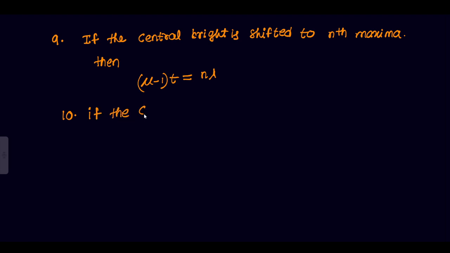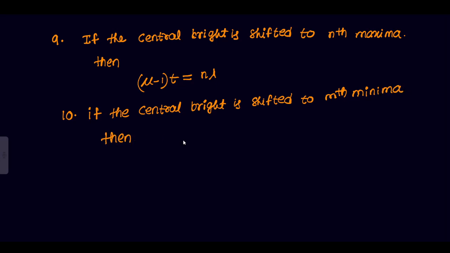If the central bright fringe is shifted to the mth minima, then mu minus 1 into t equals 2m minus 1 into lambda by 2.